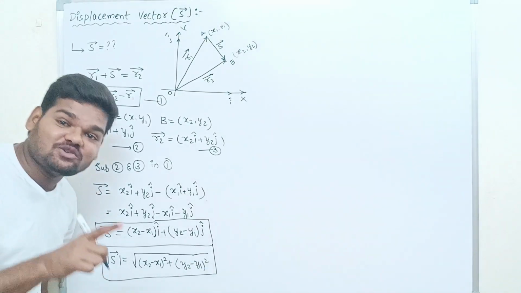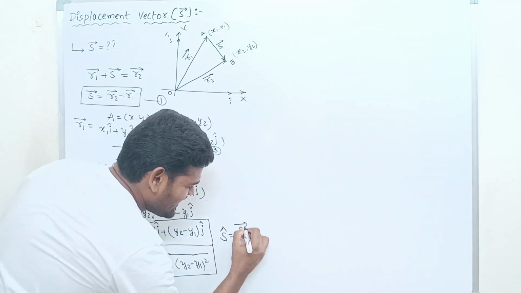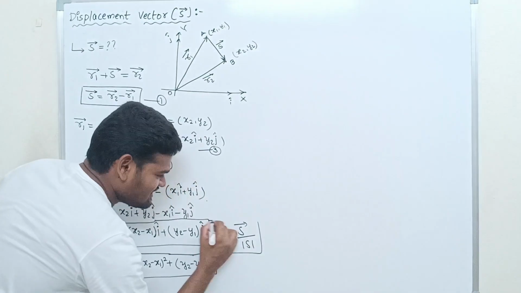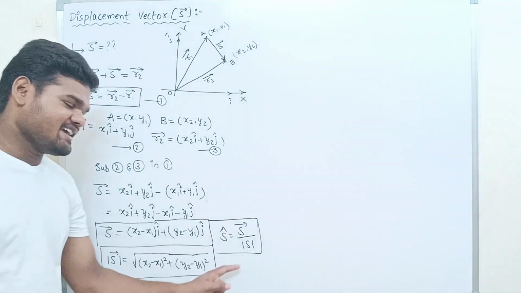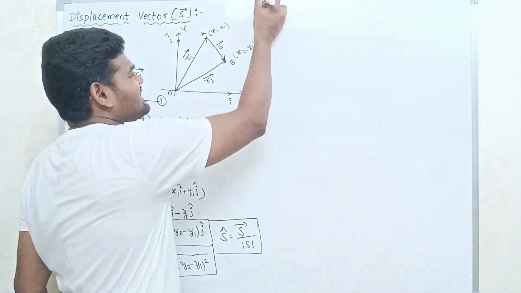And if you wanted to find the unit vector of your displacement vector, it is given by s cap is equal to s bar by magnitude of s. So just substitute this and this here, you will get the unit vector. Is it clear? Any doubts? Easy one.